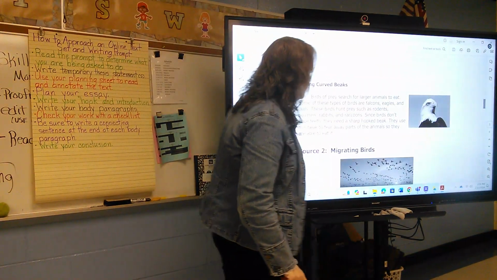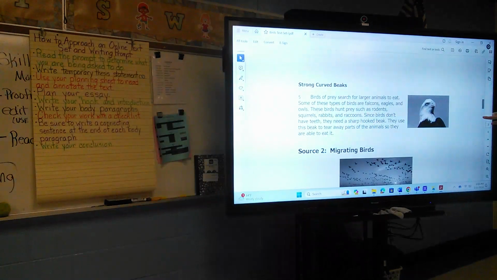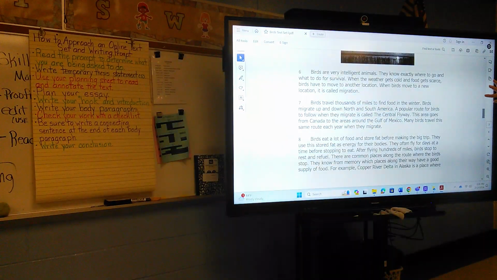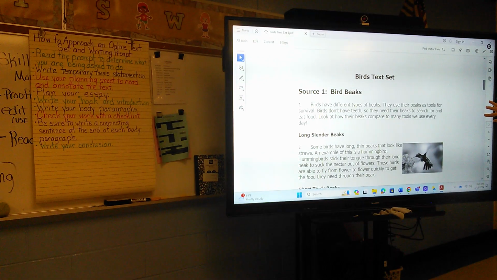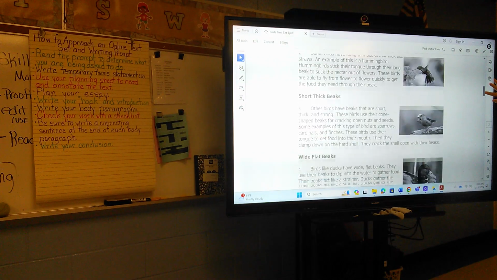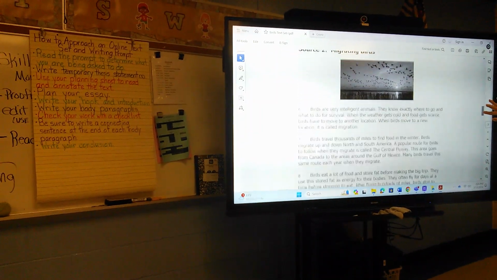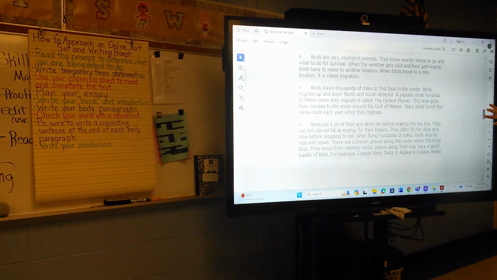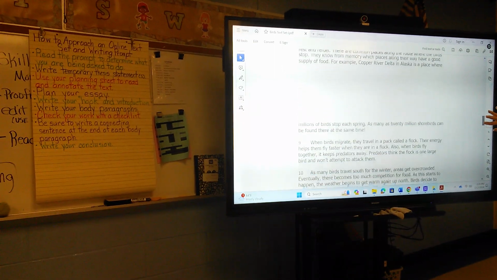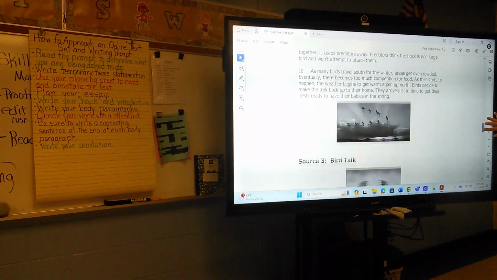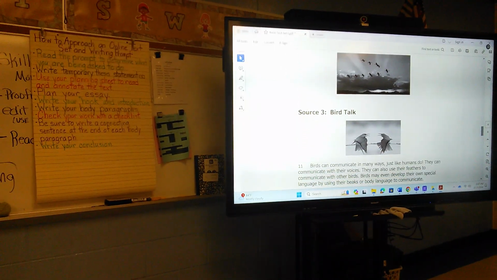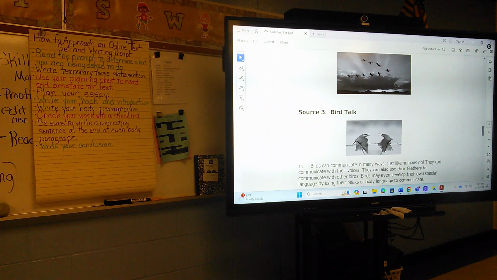So source 2, Migrating Birds, does not have any headings at all. It's going to talk about migrating birds. We know we're going to use migrating, but we're going to have to look closely in those paragraphs to figure out our details. The third source says Bird Talk.